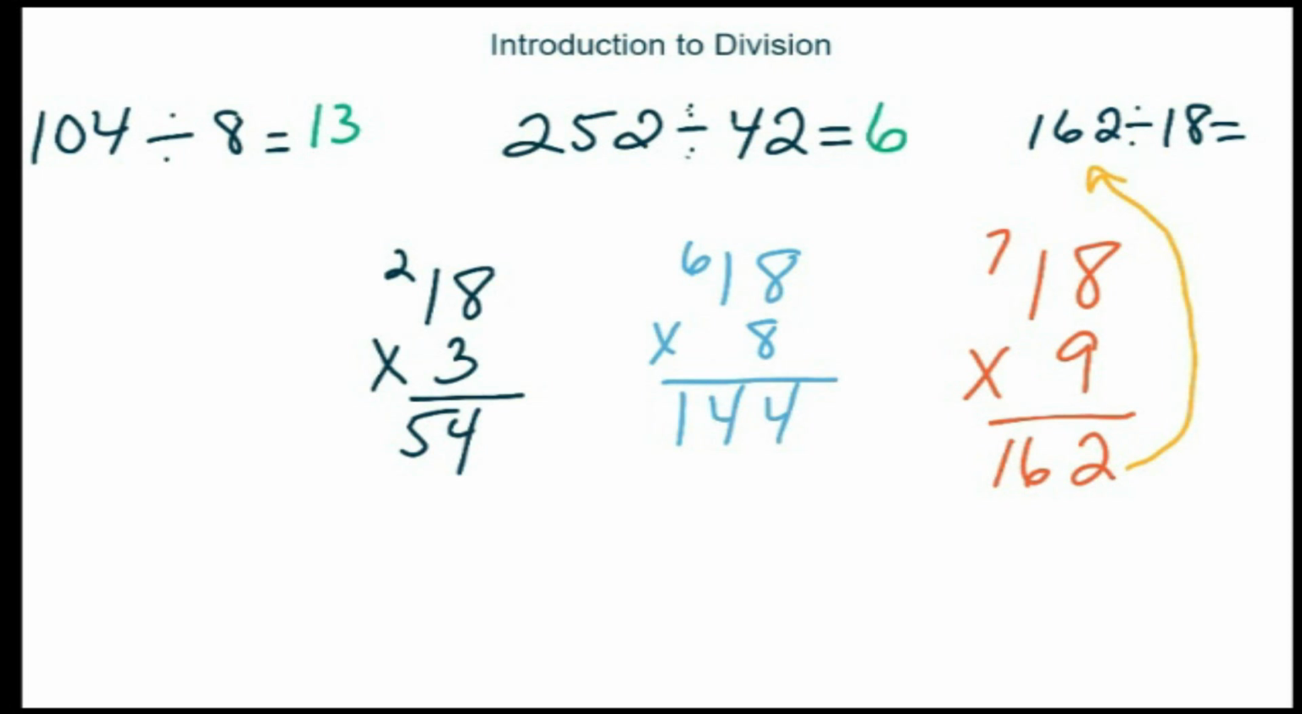That means that 9 is the answer to this division problem, because multiplying 18 by 9 gives us 162. So 162 divided by 18 equals 9. 18 goes into 162 9 times. And that is how you use the multiplication method to solve division problems.